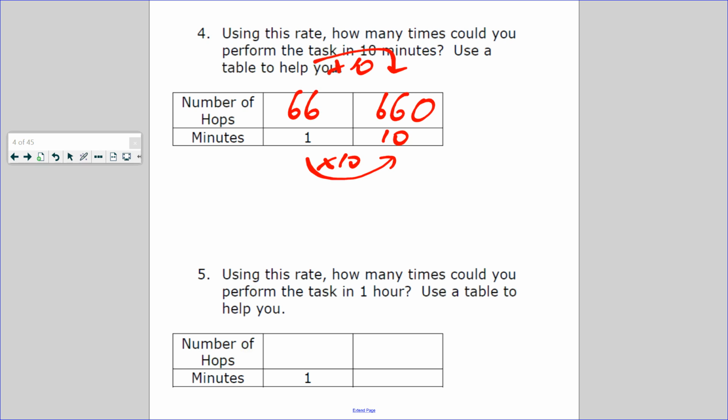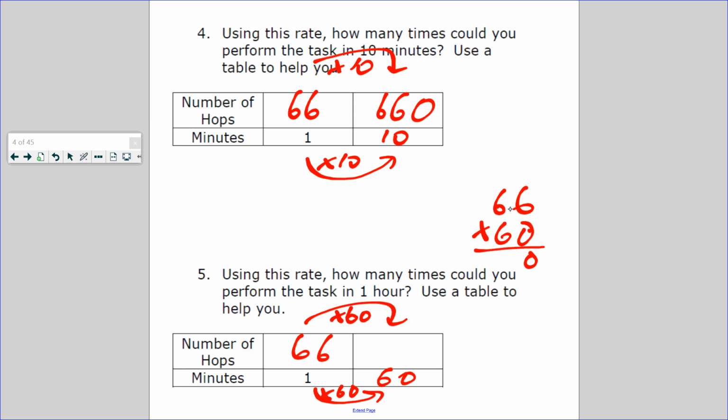Using this rate, how many times could you perform the task in 1 hour? So I can do 66 hops in 1 minute. And what is that hour equal to? 60 minutes. So what's the relationship from 1 minute to 60 minutes? The relationship is times 60, times 60. And I'm going to have to figure out what's 66 times 60. 0 times 6 is 0. Cancel this out. 6 times 6 is 36. Carry the 3. 6 times 6 is 36 plus 3 is 39.